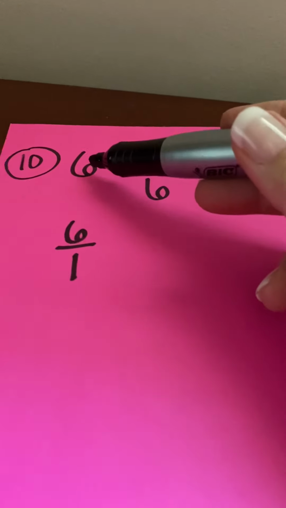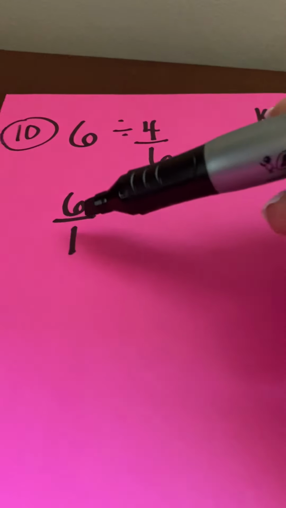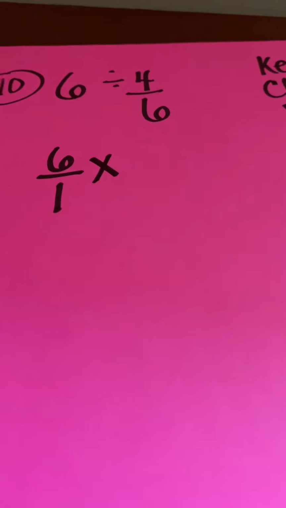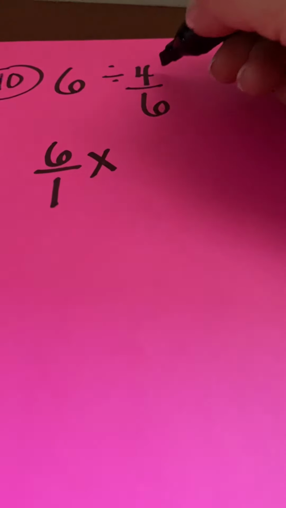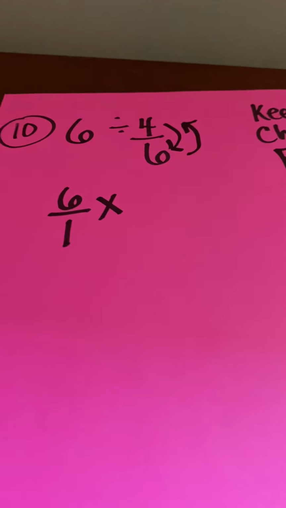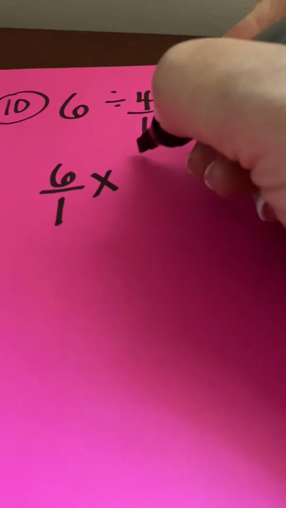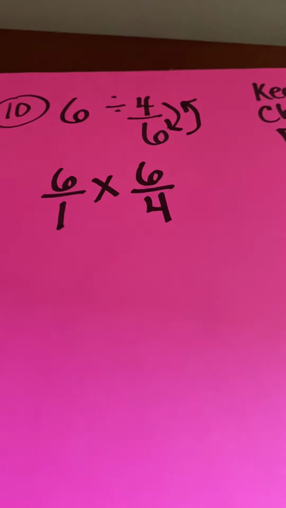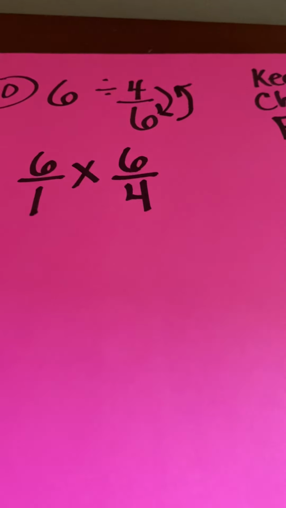The first fraction in a division problem we keep. I just rewrote it as a fraction because it's a whole number. I changed my division sign to a multiplication sign. And then I flip or use the reciprocal of the second fraction. So the denominator becomes my numerator and the numerator becomes my denominator. So this is our new problem.